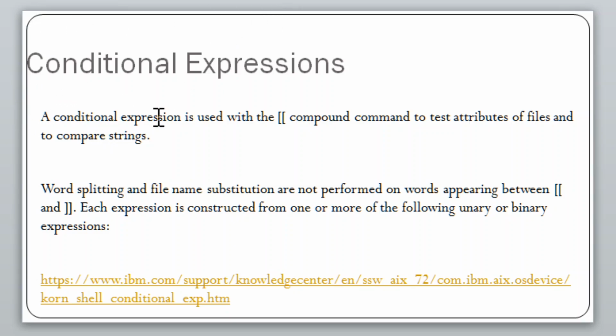So a conditional expression is used within the double square bracket compound command to test attributes of files and to compare strings. However, word splitting and file name substitution are not performed on words appearing between double brackets, which we're going to talk about here in a little bit. Each expression is constructed from one or more of the following unary or binary expressions, which you can see here at this link. So you can check that link out and see the list there.